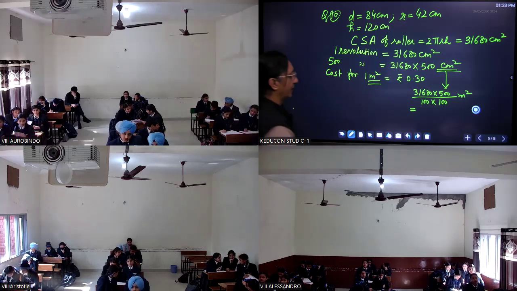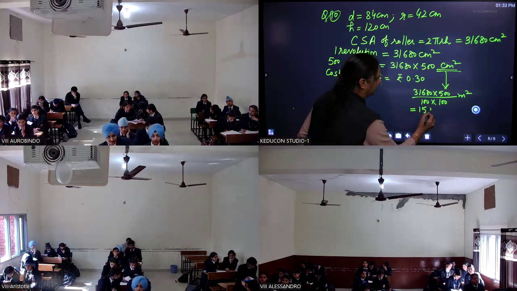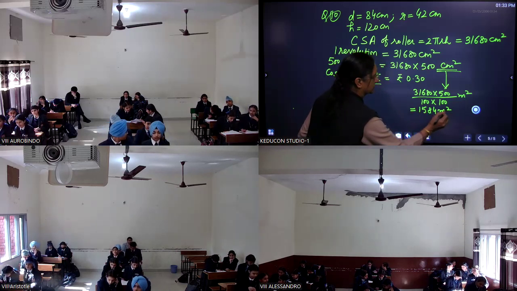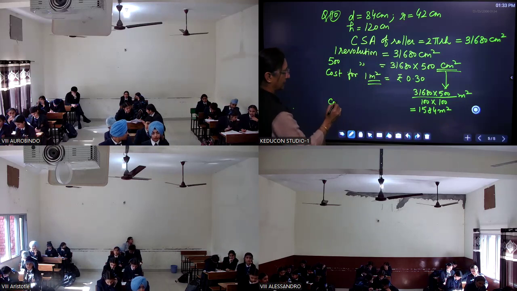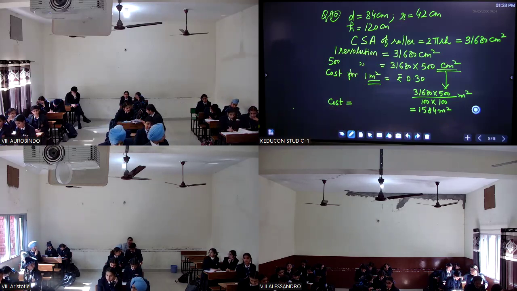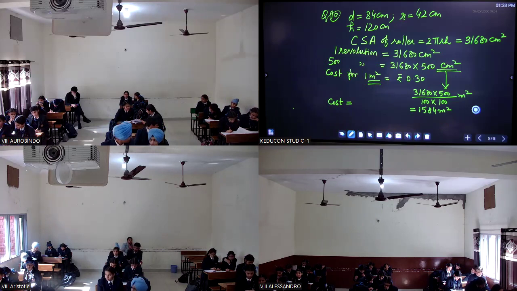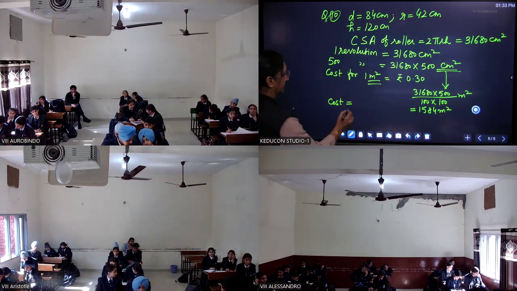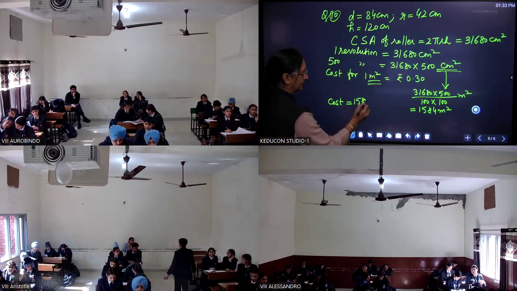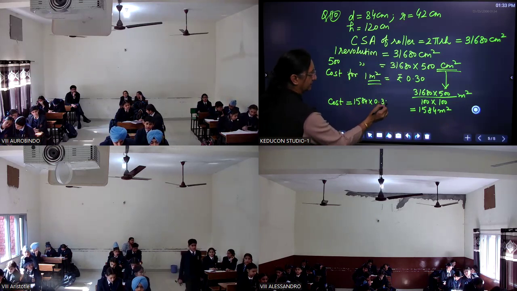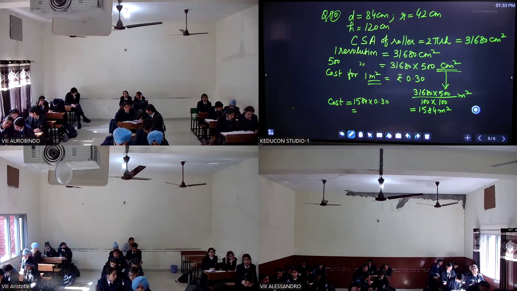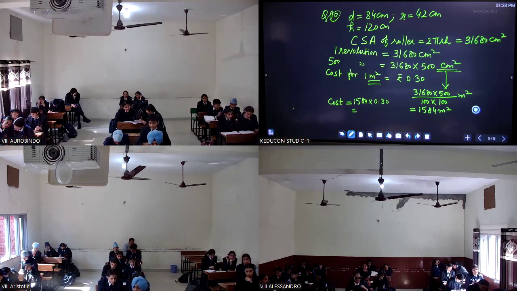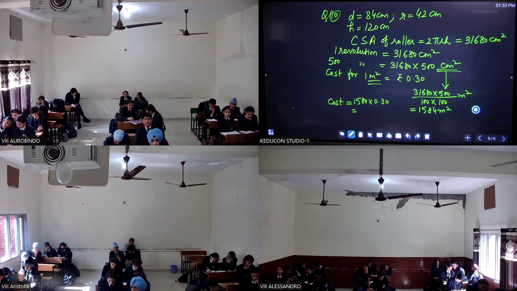1584. Yes, 1584 meters square. Now you can find the cost. Now it is simpler for you. The cost which was asked, I'm not writing the sentence, you know, right? We have to simply multiply it by 0.30. It will become rupees 475.2.